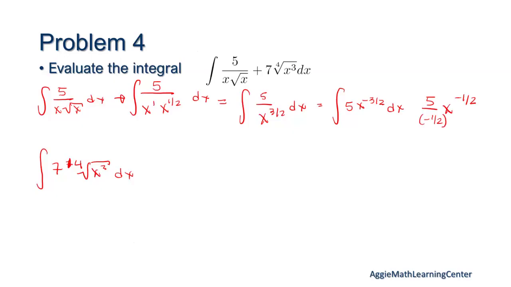Okay, so that looks better. And I guess technically I have the plus C. I'm going to simplify this more. So does anyone know what 5 divided by 1/2 is? Negative 1/2.